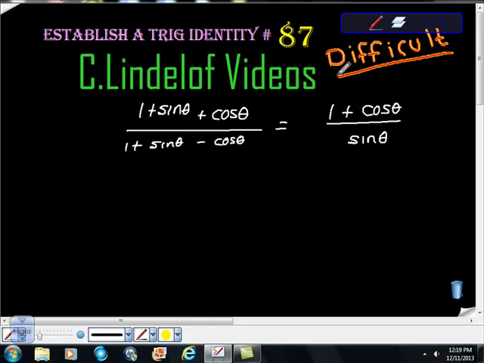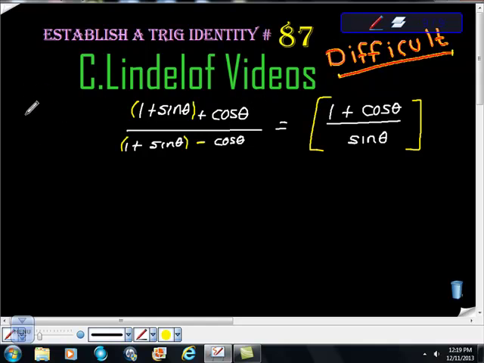Keeping in mind this is a really difficult example, and also that this is a left-hand proof, therefore we cannot touch the right-hand side. All we can do is manipulate the left-hand side. I noticed that the numerator and the denominator are weird conjugates of each other, so I'm looking at this as if this is a plus b, and that makes this a minus b at the bottom. So I'm going to multiply by the conjugate of the denominator.